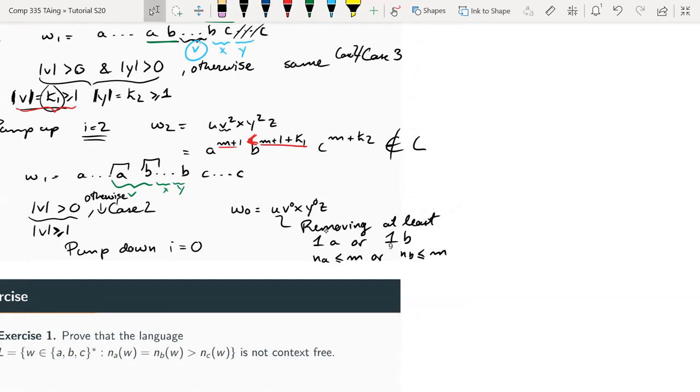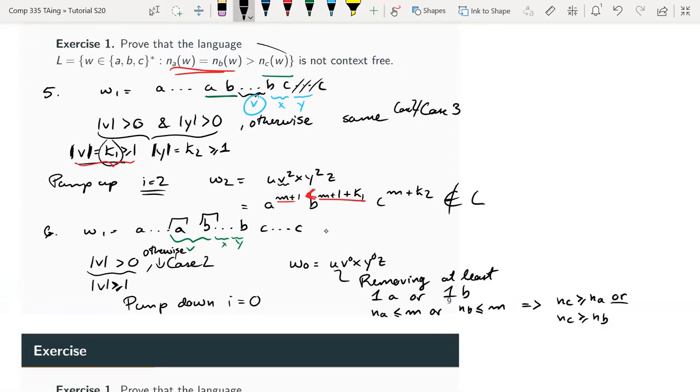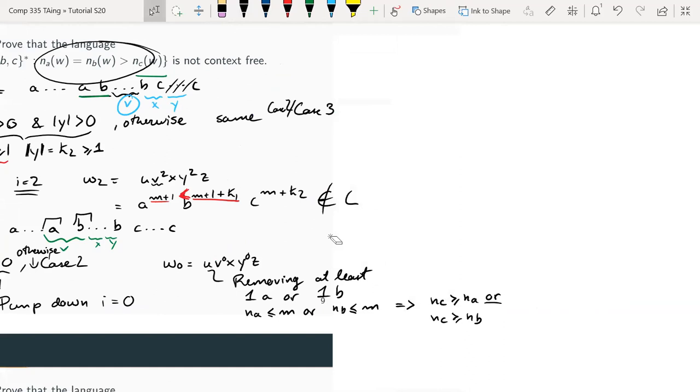But that would imply that either the number of c's is at least greater than the number of a's, or the number of c's is greater or equal to the number of b's. This isn't an exclusive or; it could be both. In either case, this condition that the number of c's is strictly less than the number of a's and b's would no longer be true. So then this would imply that w0 is not in L.